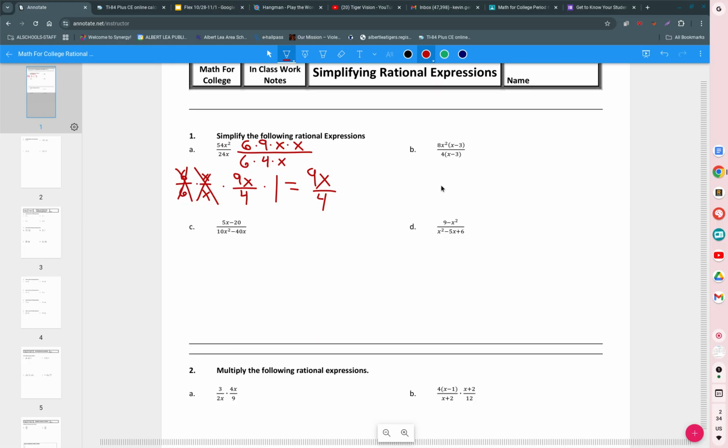In the next example, I also have 8x squared times the quantity x minus 3, all divided by 4 times x minus 3. Notice I have an x minus 3 over an x minus 3. And so I get to reduce those to 1. Am I done? I can take a 4 out, and I get 2x squared.